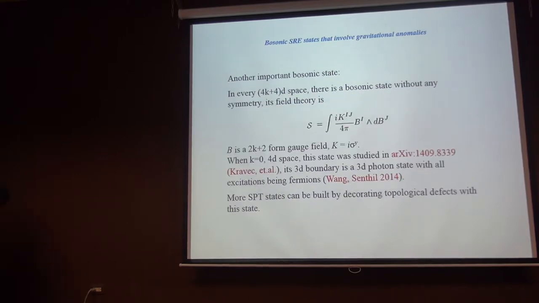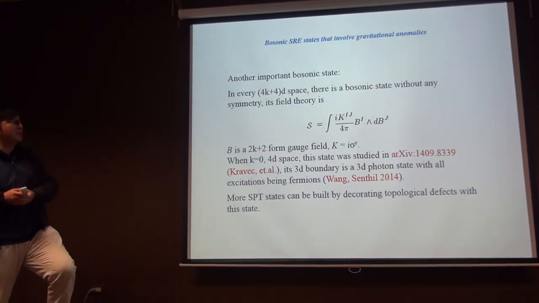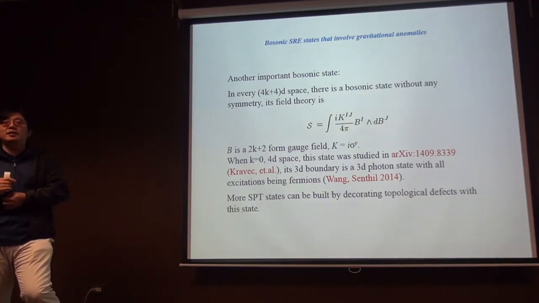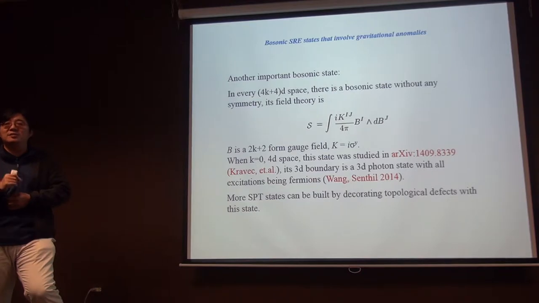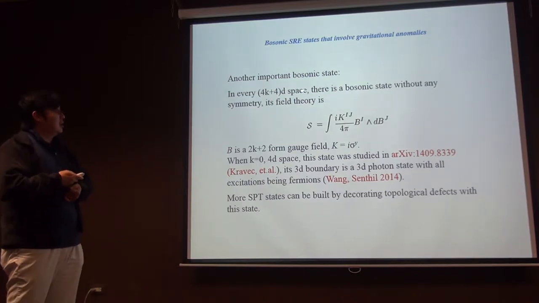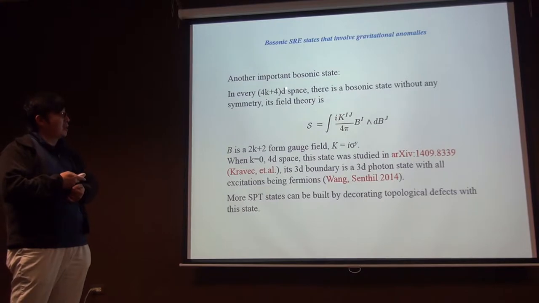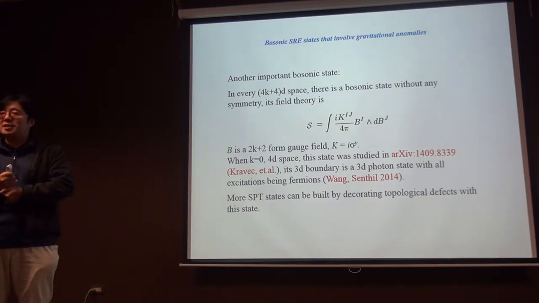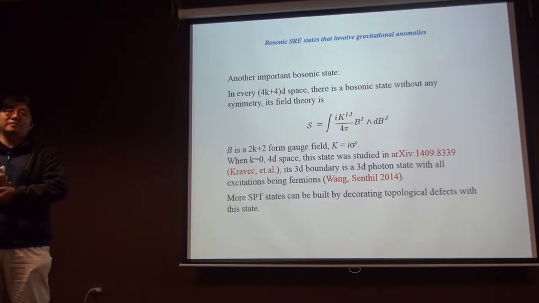However, there's one more base state which I didn't mention yet. I said that in every 4k plus 2 dimension, there is a base state, the EA state, the 6D EA state, and states like that. Those states have Z classification, and they do not need any symmetry at all. But it turns out that in every 4k plus 4 dimension, there's also a base state. But this base state has Z2 classification.